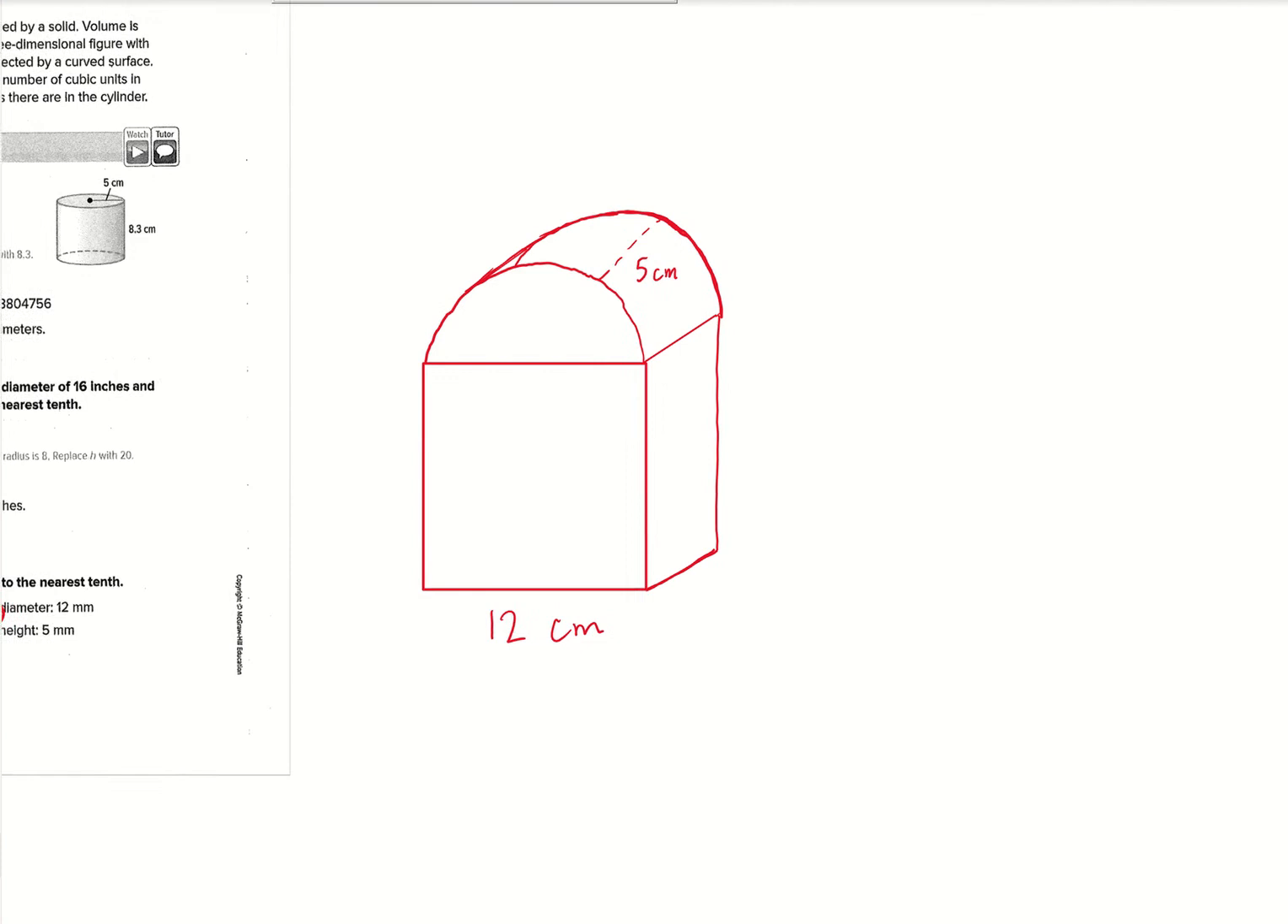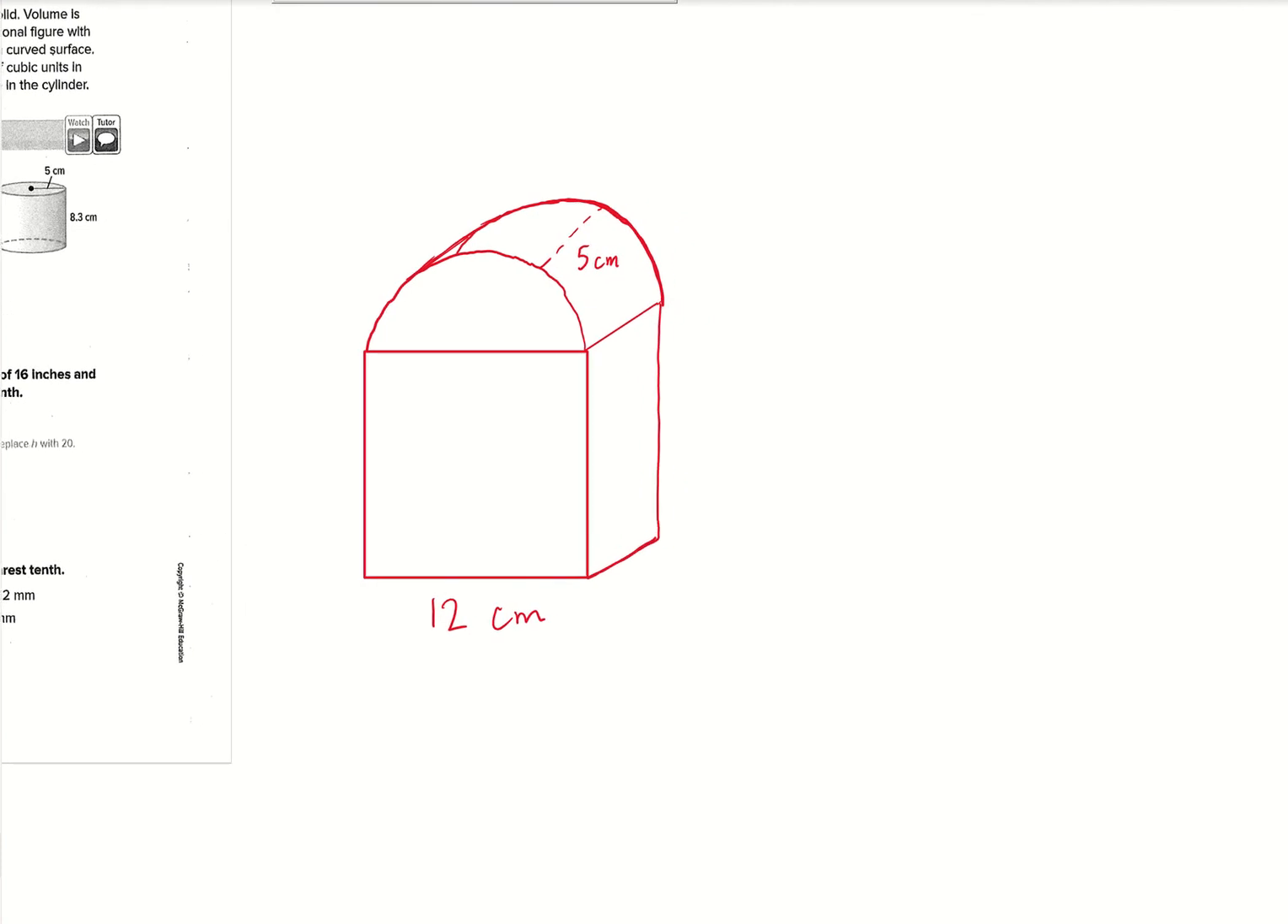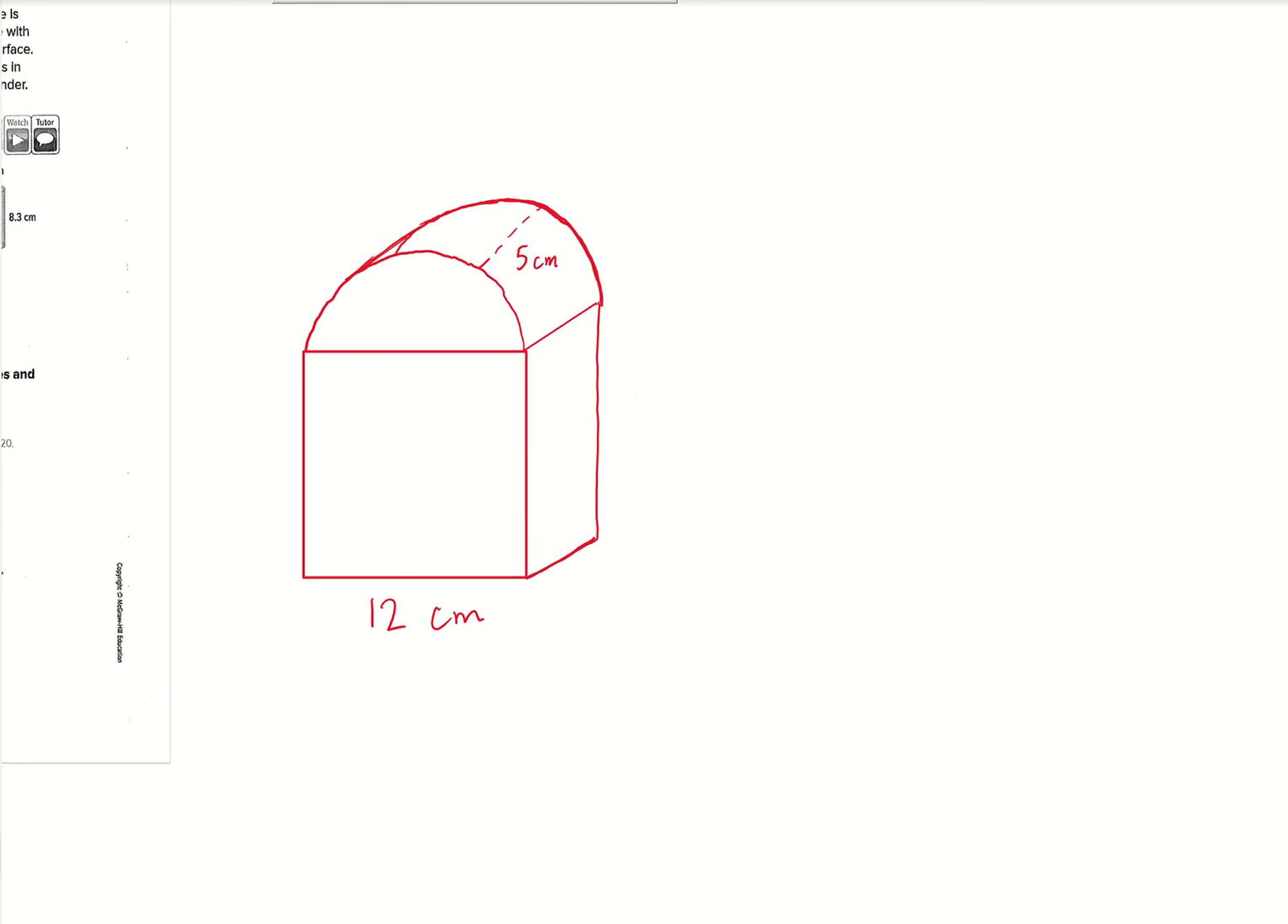All right, so here's an example where we have a cube and then half of a cylinder. When I have one like this, I'm basically just going to combine the two. In order to do that, I'm just going to add them together. So I'm going to find each part individually, and then I'm going to add those two together.